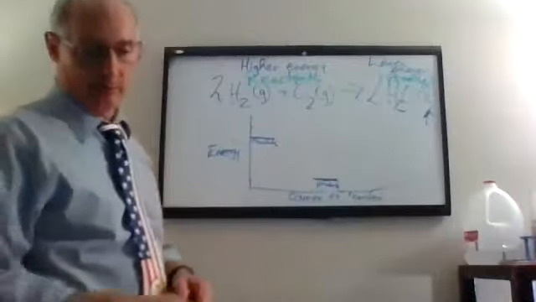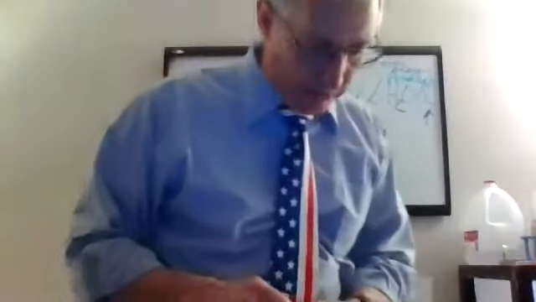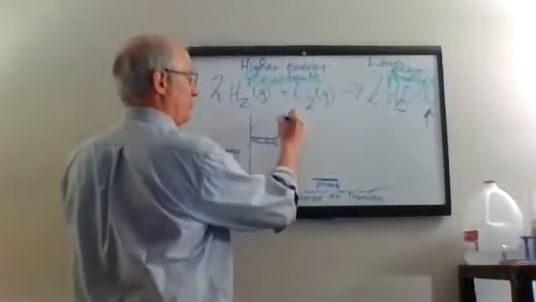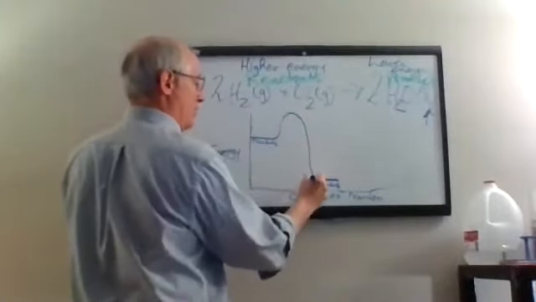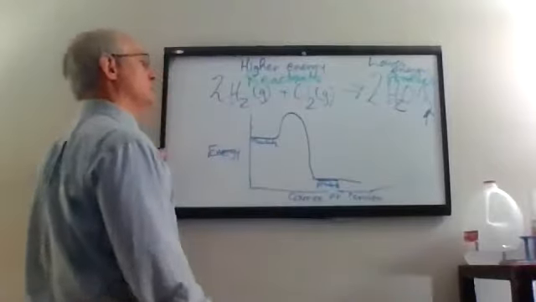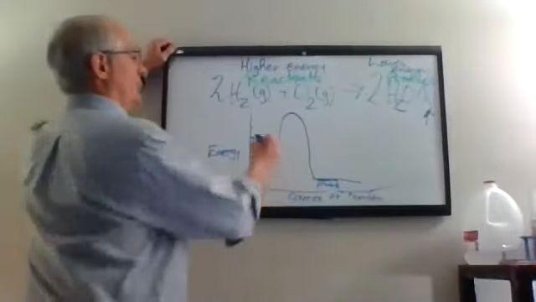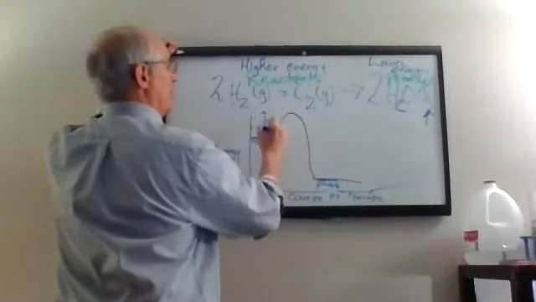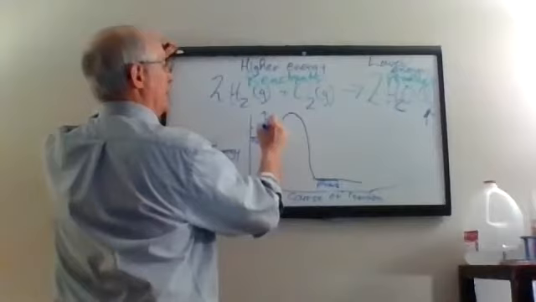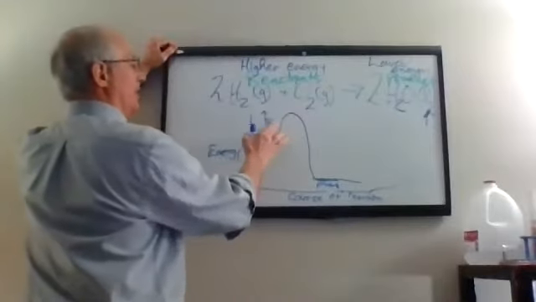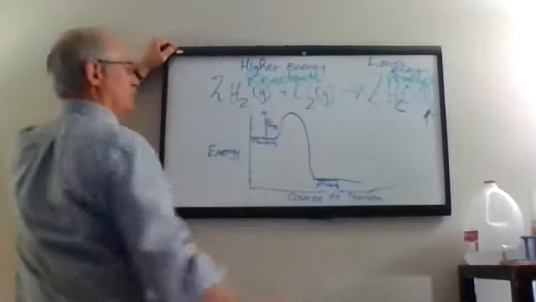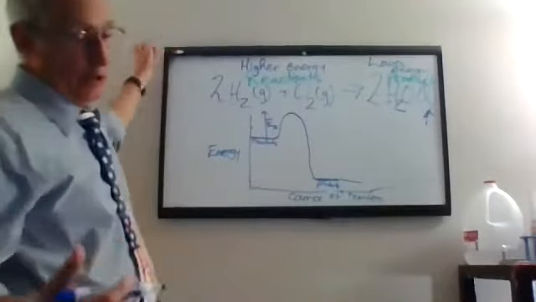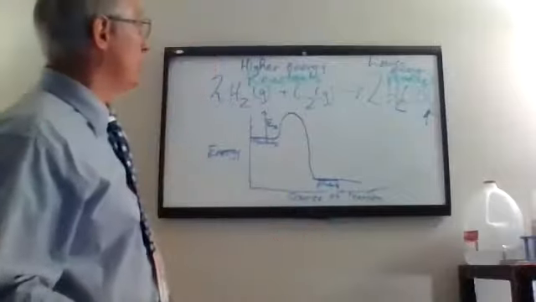Now what happens? Well, if you take a look at the graph on page 532, it looks like this. And this right here is called capital E, subscript A. It's called activation energy. And that's the energy that you have to provide to break the bonds.